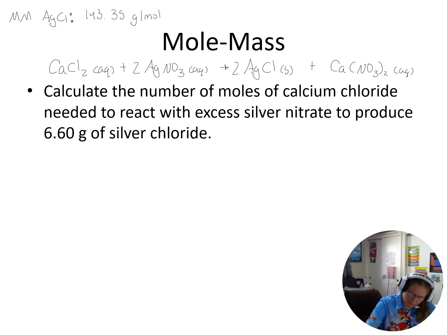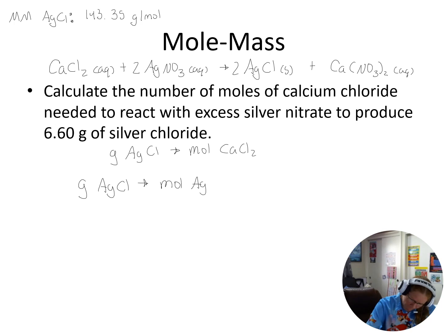All right, so now we can solve our problem. We're going to go from grams of silver chloride over to moles calcium chloride. So again, I can't go from grams of A to moles of B. I have to go moles to moles. So I'll do grams of silver chloride to moles of silver chloride to moles of calcium chloride.